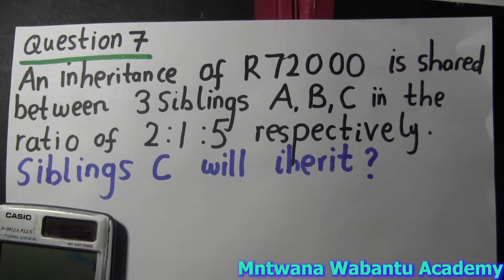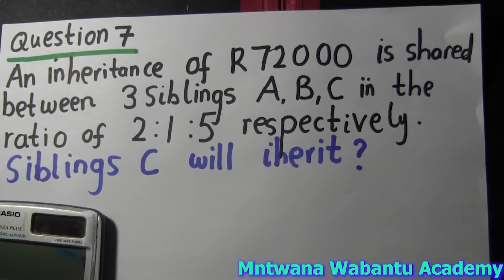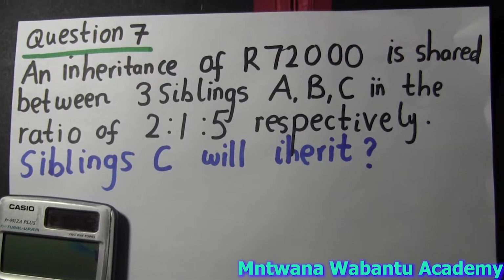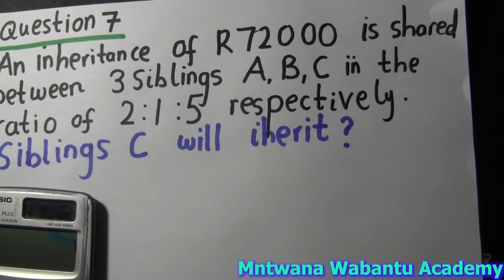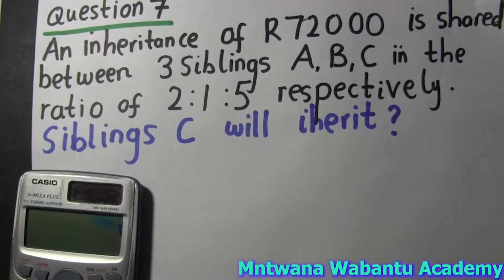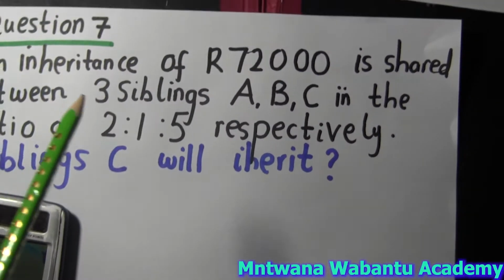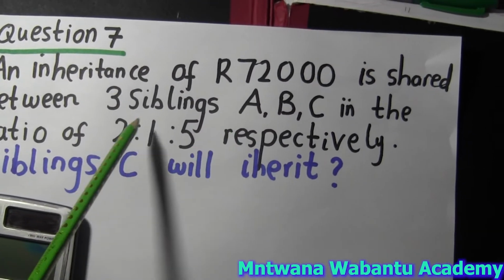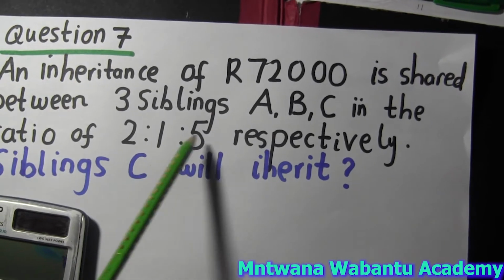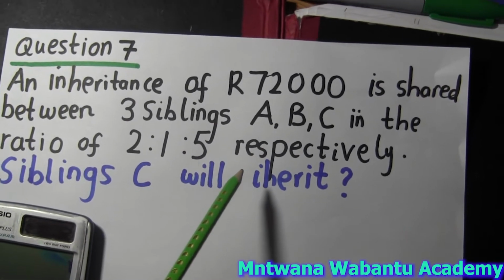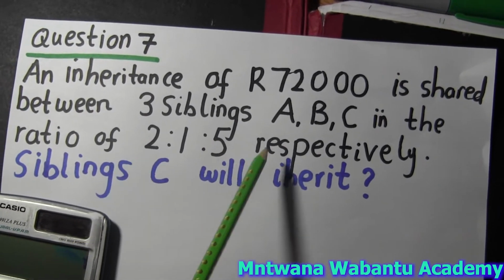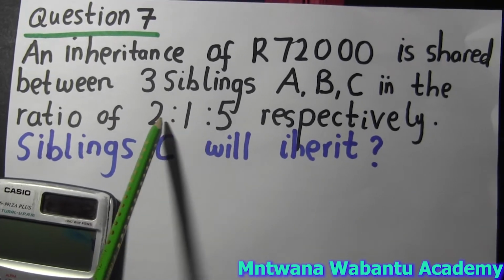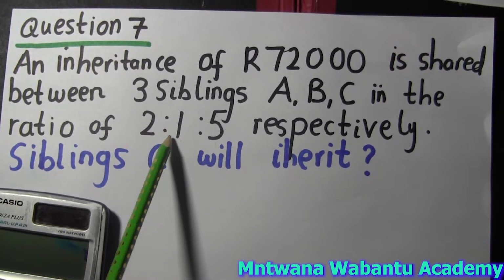Let's get started. They say here an inheritance of 720 000 is shared between 3 siblings. Okay, so this is more the ratio. The siblings are A, B, C. So A is 2, B is 1, and C is 5. Those are the siblings, and the total ratio is going to be 2 plus 1 equals 3, 3 plus 5 equals 8.